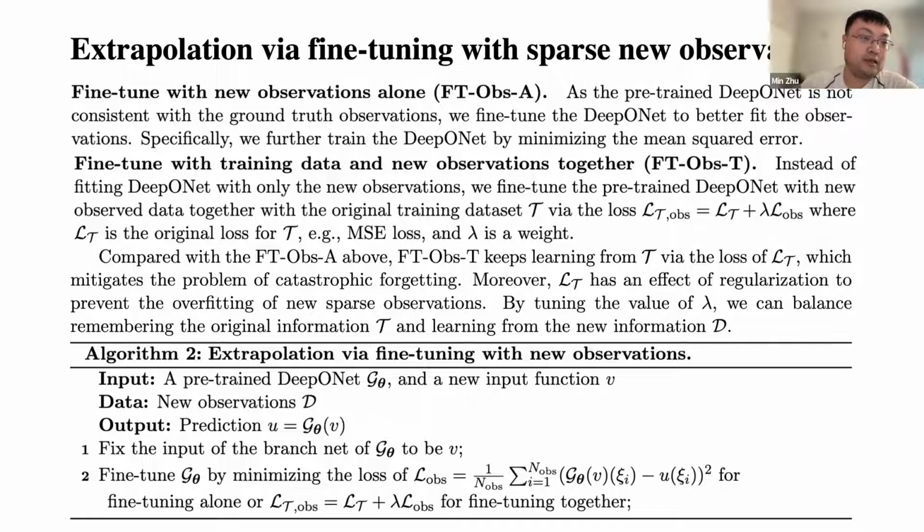And the algorithm looks pretty simple. That is, first fix the input of the branch net to be v, and then fine-tune the network by minimizing the loss of the observations alone, or the loss of the DeepONet training dataset combined with the loss of the observations together.